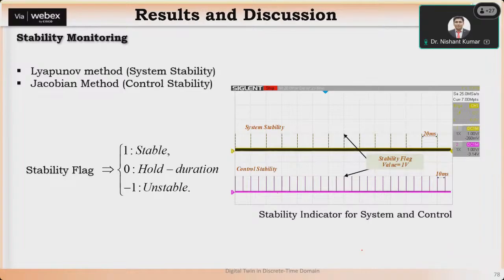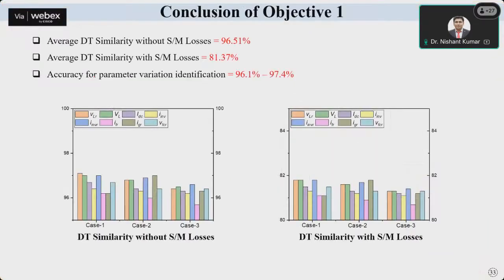Another thing is that we can also do stability monitoring. Once the results and data are in your hand, then by using the Lyapunov method or Jacobian methods, we can monitor the stability of the system also. That is the basic one; anyone can do it. So this is your time domain one. But one important point, the marking point, is here: the average performance we have recorded is 96.51.